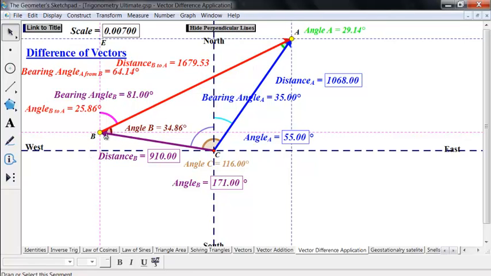Notice if you're saying it that way, you're measuring from plane B. Plane B is the origin, so the bearing angle would be this pink angle here. The angle from B to A turns out to be 25.86 degrees northeast. So that's north 25.86 degrees east, and the distance turns out to be 1,679.53 miles, if this is miles. Anyway, so you get an idea of how that works.